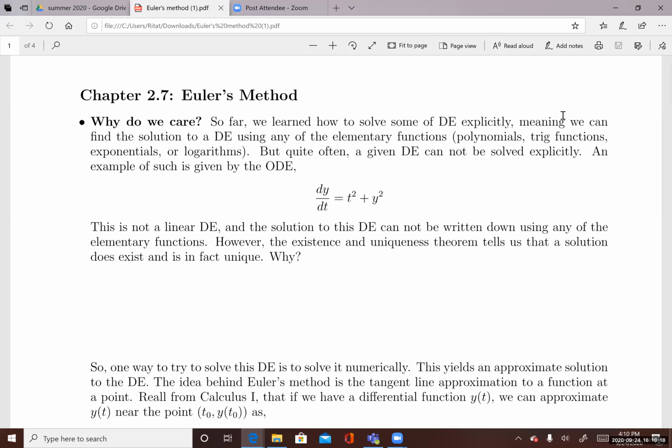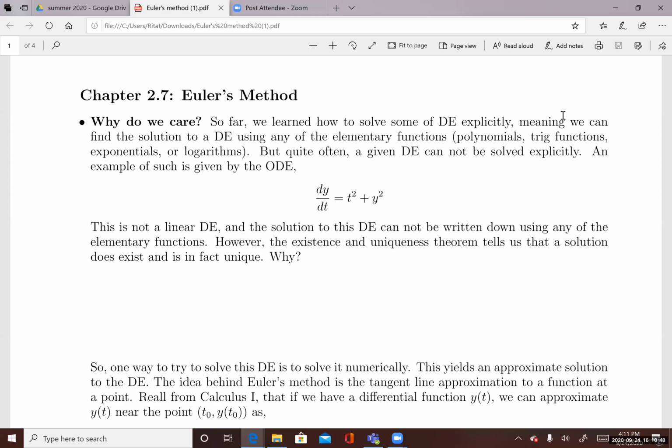So Euler's method, why do we care? Well, so far we learned how to solve some of the differential equations explicitly, right? Meaning that we can find the solution to a differential equation using any of the elementary functions, such as polynomial functions, trigonometric functions, exponential functions, or logarithmic functions, and so on and so forth. But quite often a given differential equation cannot be solved explicitly.